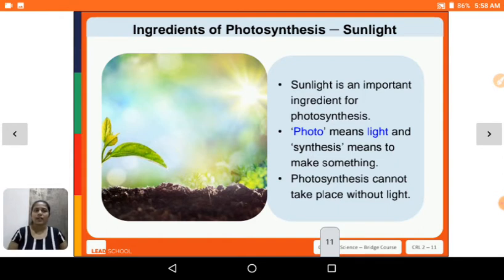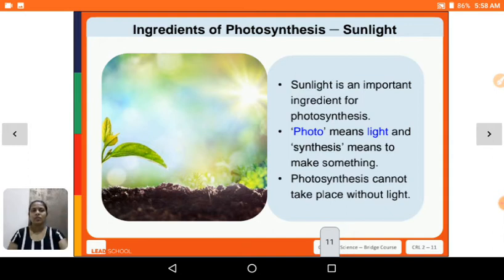So sunlight is an important part for photosynthesis. Photo means light and synthesis means to make something, and so the photosynthesis process cannot be done without sunlight. So we saw two ingredients, water and sunlight.